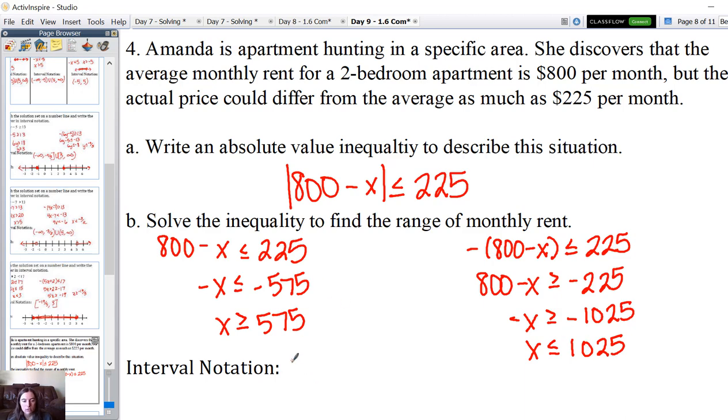So if we write this as an interval, Amanda could be spending anywhere between $575 per month and $1,025 per month. And that's our interval.